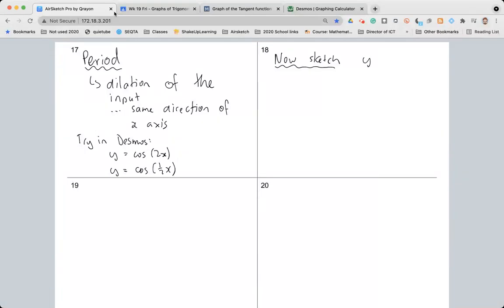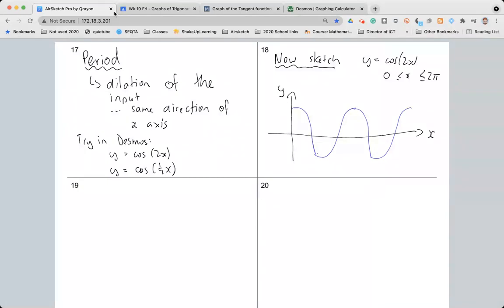So let's have a look at y equals cos 2x. How would I graph that? And let's assume that it's between 0 and 2 pi again. So I'll draw my axes in, and I know that the period is now pi, and so I am going to draw just 1 in as best as I can, and then I'm going to repeat that, like so. Again, this is really rough. Don't do as I do, just do as I say and use a ruler and all that kind of stuff.